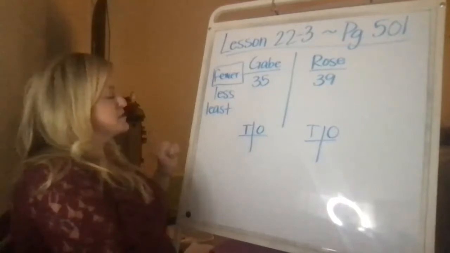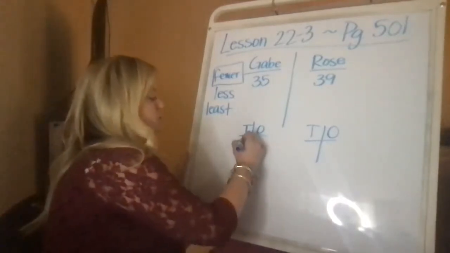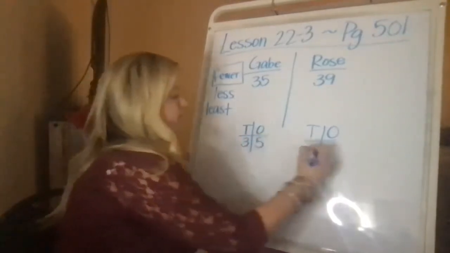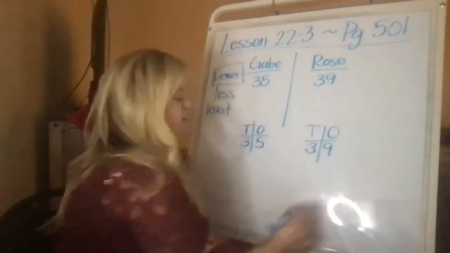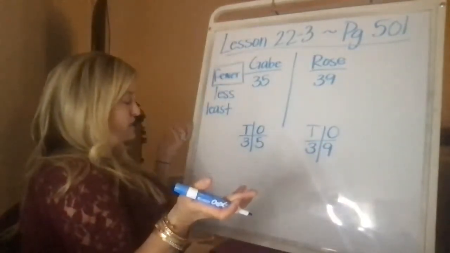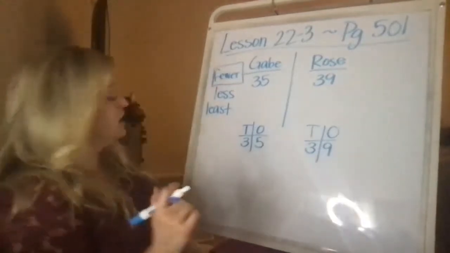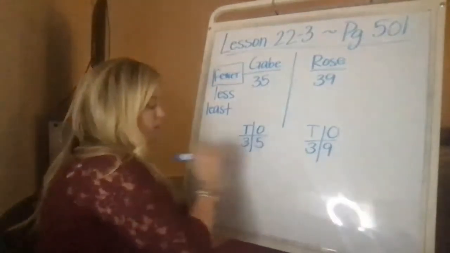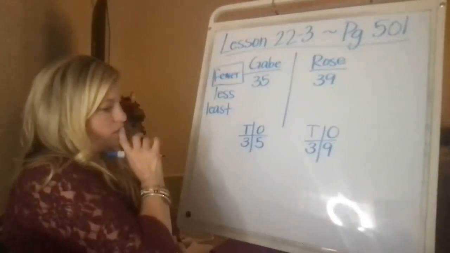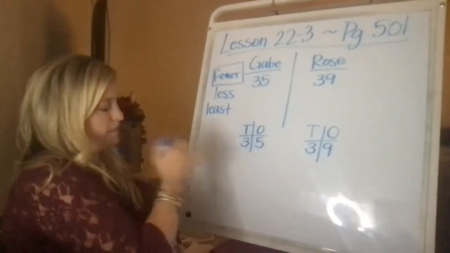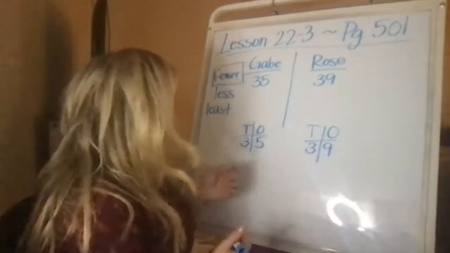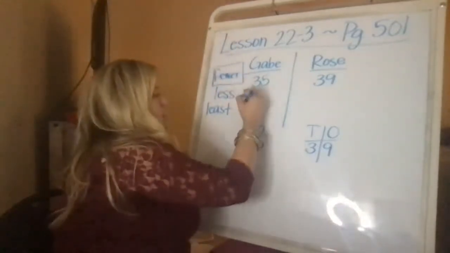I'm going to plug these numbers into my tens and ones chart, 3 and 5 and 3 and 9. Now I'm going to look at the tens, because that's what we learned yesterday, was to look at the tens. 3 and 3. Uh-oh. They're the same. What should I do now? Well, I'm going to draw it out.